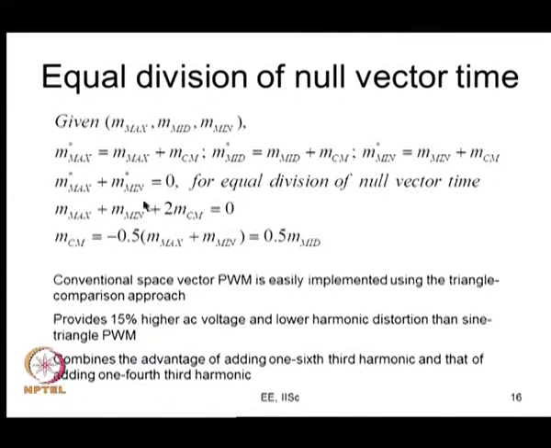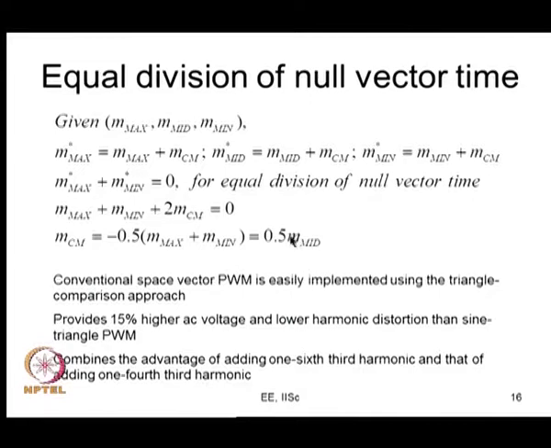They should be equal in magnitude, but opposite in sign, or M max star plus M min star is equal to 0. If you need that, then M max plus M min plus 2 MCM is equal to 0, as we had done before, and this gives you the expression MCM is minus 0.5 times of M max plus M min. And now, M max plus M min is equal to minus M mid, because you start from 3 phase sinusoidal signals, and therefore, MCM is equal to 0.5 M mid, which is what we have been using.